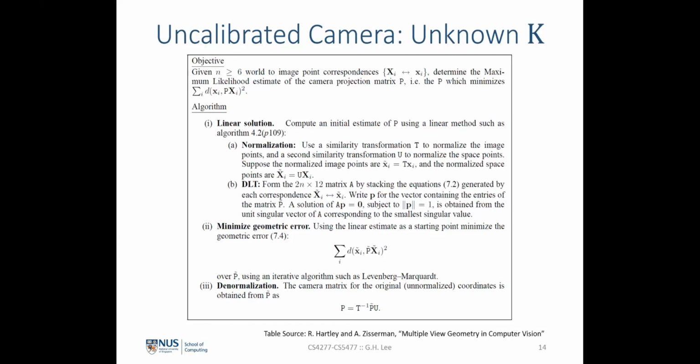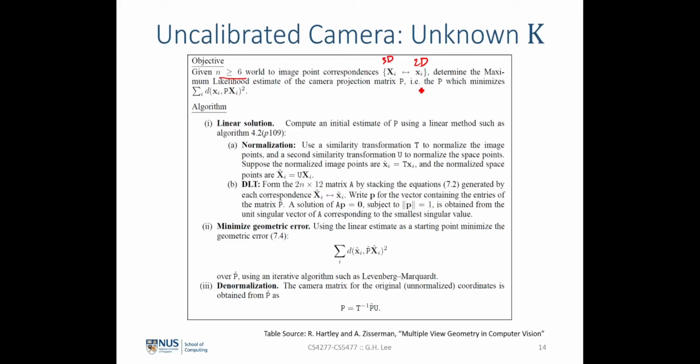So in summary, the pose estimation steps to estimate the camera pose of an uncalibrated camera with unknown intrinsic values can be summarized in this particular table. The objective here is, suppose that we are given n points, where n is equal to or more than 6, of 2D to 3D correspondences, which we denote as big X and small x over here. So we are given n points of this.